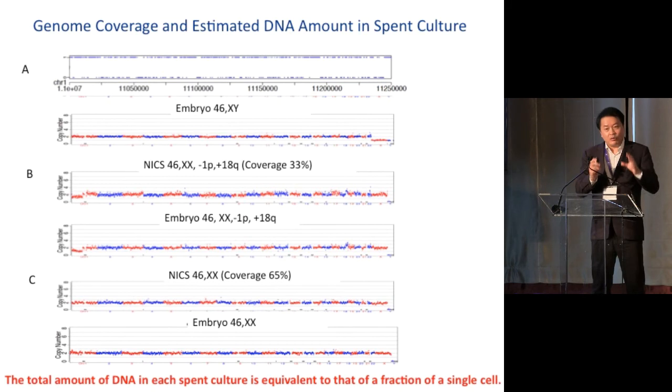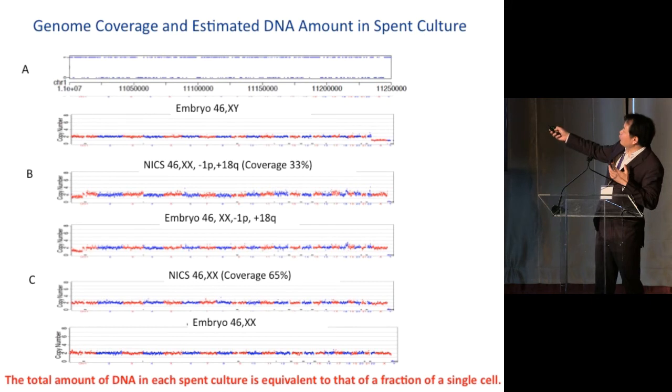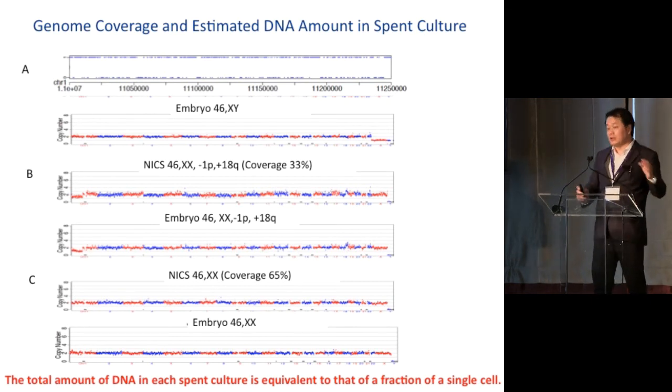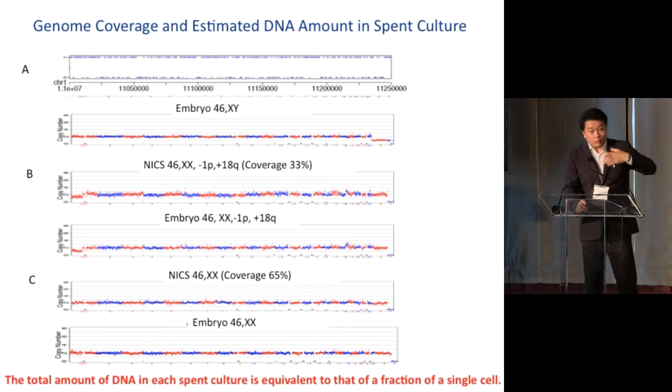People ask just how much DNA is in the spent culture. Well, how do you determine that? You can do MALBAC, you can do MDA, but how do you calibrate? So it's hard to. We determine the genome coverage for this embryo is 24%, this one is 33%, and this one is 65%. Now we know if we have a single, complete cell, that genome coverage will be about 70% for MALBAC. So we're low in that.